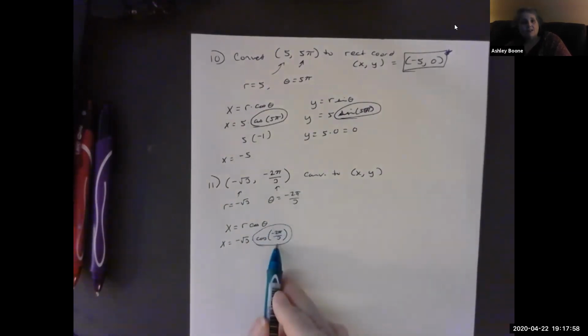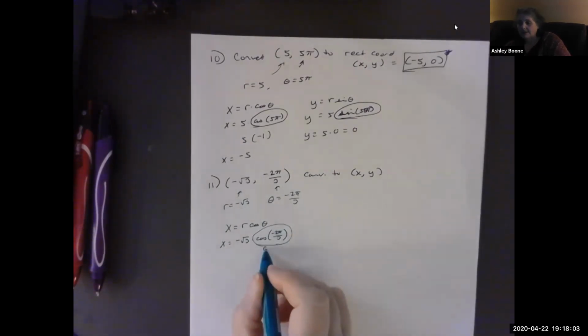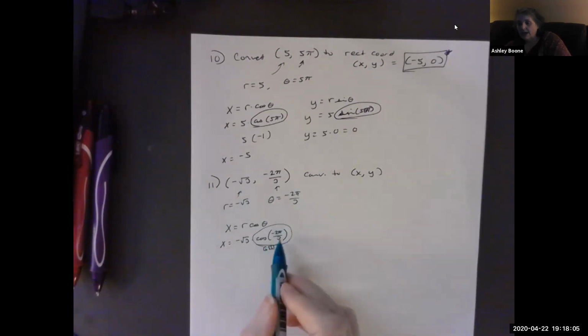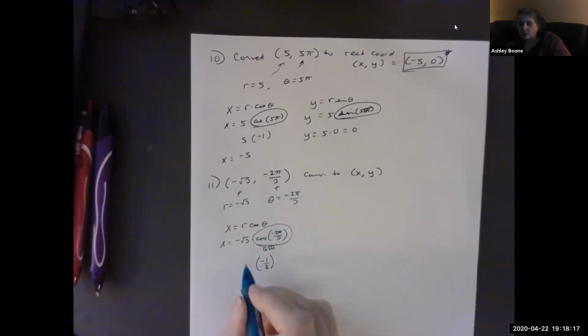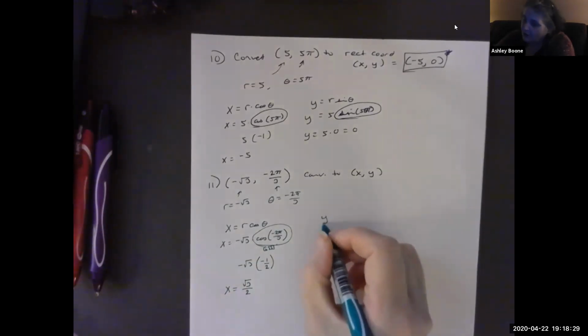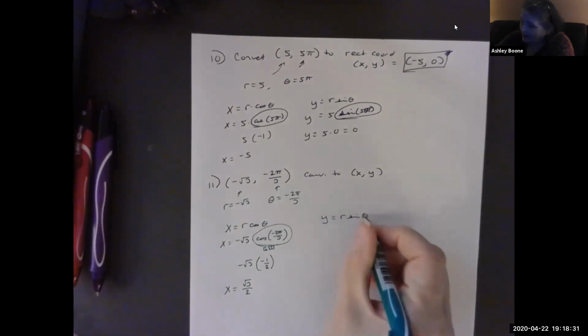-2 pi over 3 is in quadrant 3, okay? This is in quadrant 3. Any pi over 3 angle is going to have a cosine that involves a 1/2. If we're in quadrant 3, cosine is going to be a -1/2. So we have -√3 times -1/2. So x is equal to a positive √3 over 2. Okay. We also know that y is equal to r times the sine of theta.